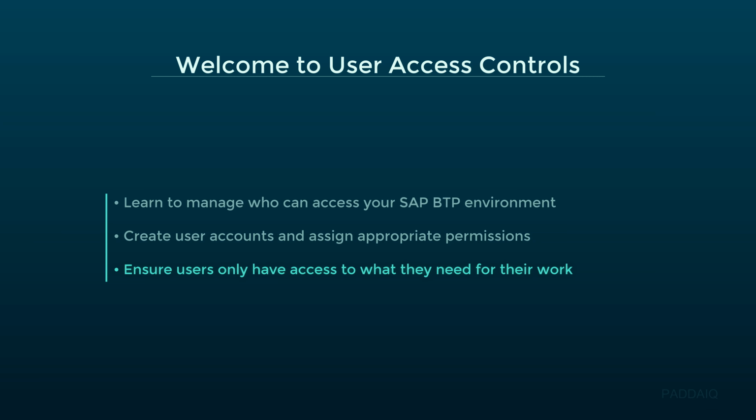Ensure users only have access to what they need for their work. This means granting permissions strictly based on job roles, preventing unnecessary data exposure. For example, a salesperson can view customer records but cannot access financial reports. This principle of least privilege is essential for maintaining security and compliance in your SAP BTP applications.